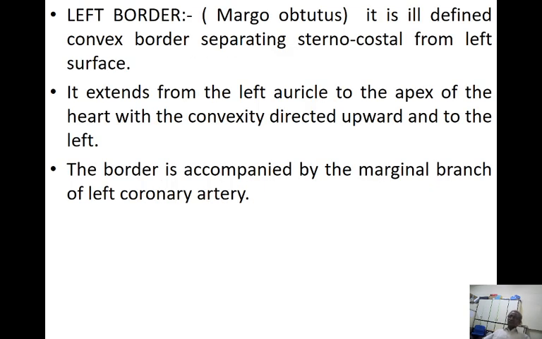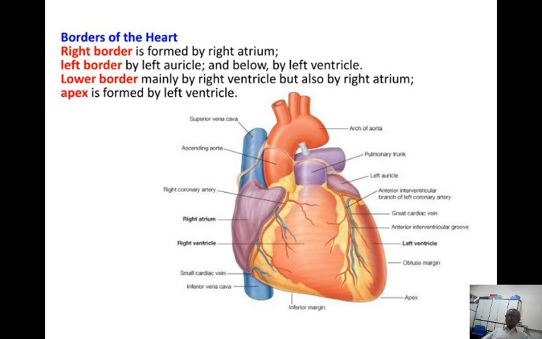Left border: it is an ill-defined convex border separating the sternocostal from the left surface. It extends from the left auricle to the apex of the heart, with the convexity directed upwards and left. It is accompanied by the marginal branch of the left coronary artery. So actually, this is the left border, formed by the left auricle and the left atrium. And of course, the left marginal branch of the left coronary artery will be along this side.